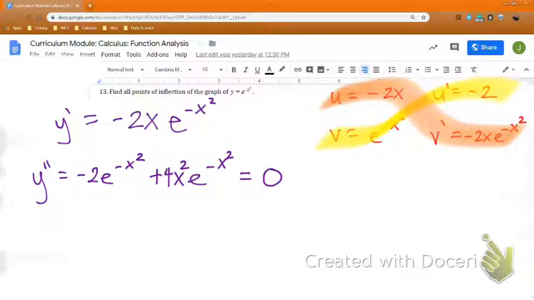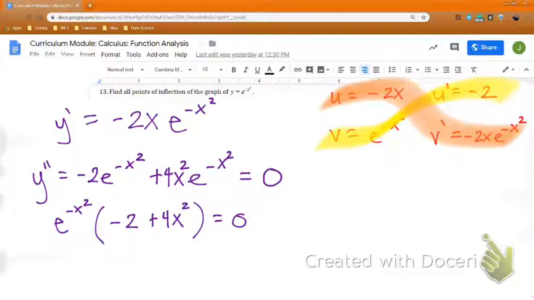If multiple terms have the same number in them, or the same term, we can factor that out as a GCF. So I want you guys to rewrite this, factoring out the e to the negative x squared, and then whatever's left over, leave inside parentheses. For the first term, when we take out e to the negative x squared, we're left with negative 2. For the second term, we're left with 4x squared.